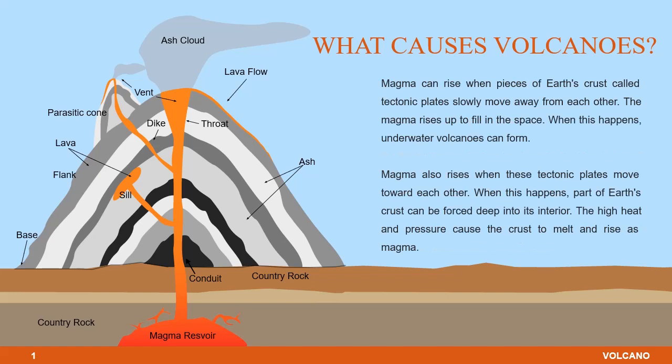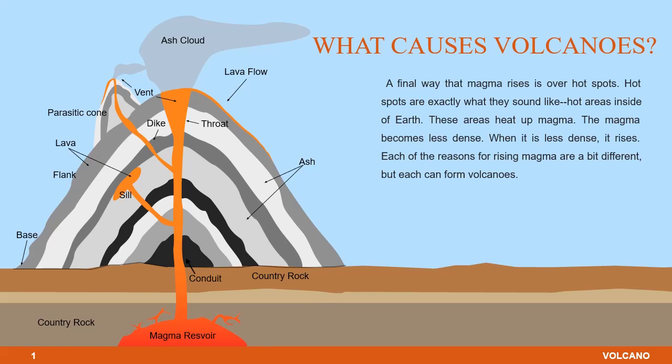Magma can rise when pieces of Earth crust, called tectonic plates, slowly move away from each other. The magma rises up to fill in the space. When this happens, underwater volcanoes can form. Magma also rises when the tectonic plates move toward each other. When this happens, part of Earth crust can be forced deep into its interior. The high heat and pressure cause the crust to melt and rise as magma.